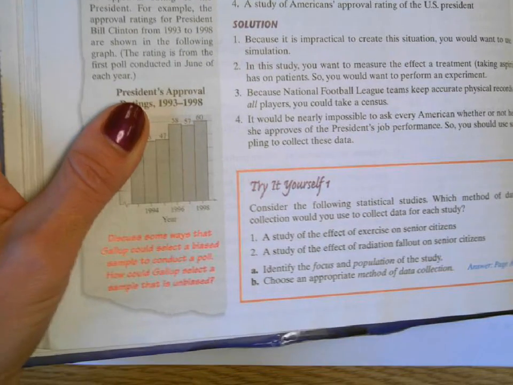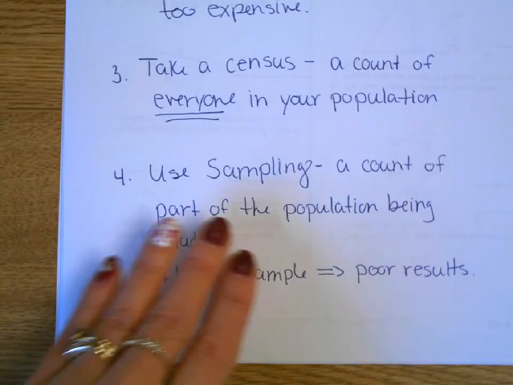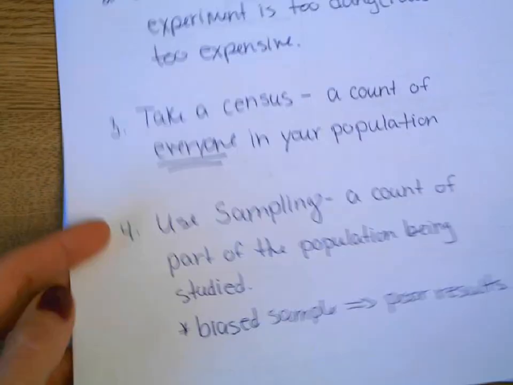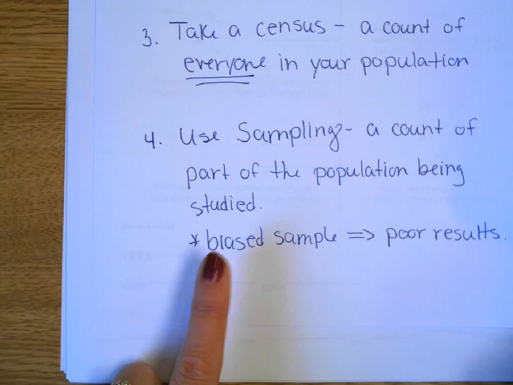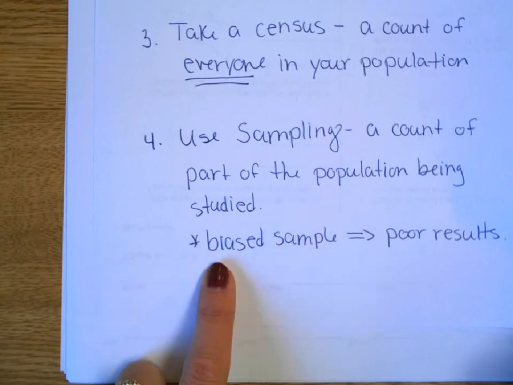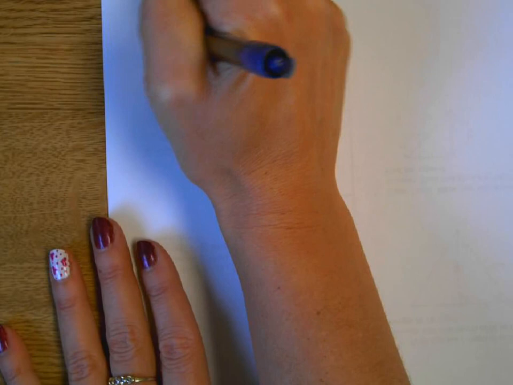Okay, now the sampling techniques. Oh no, we have to talk about our 5 sampling techniques. We want to avoid a biased sample. You're going to tell me which ones will create a biased sample, which ones probably won't. So, sampling techniques.